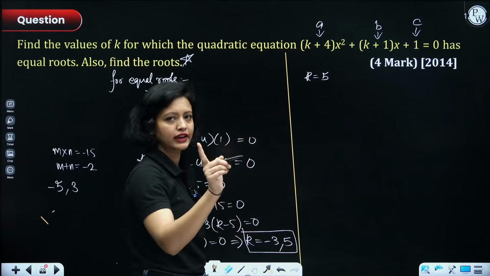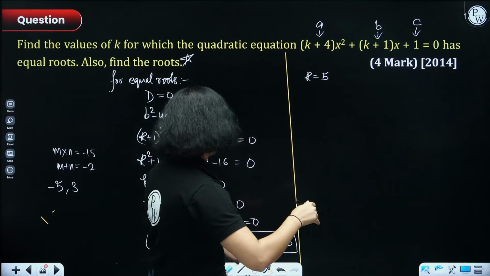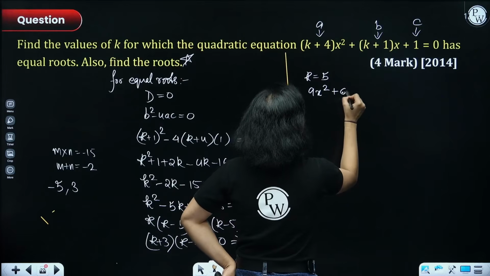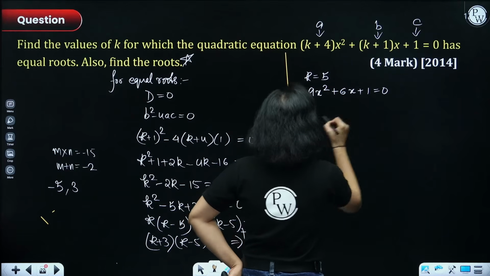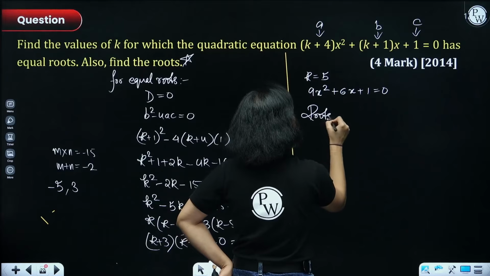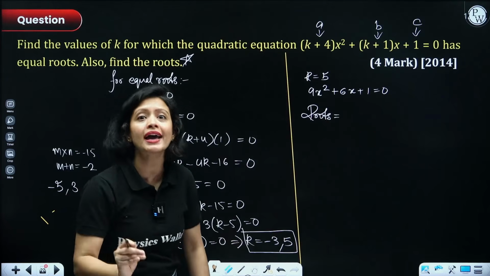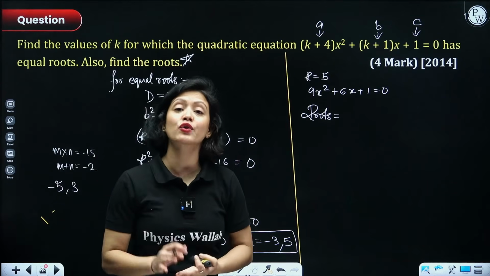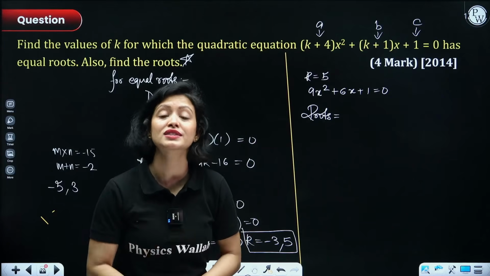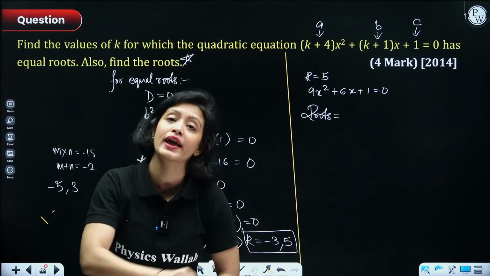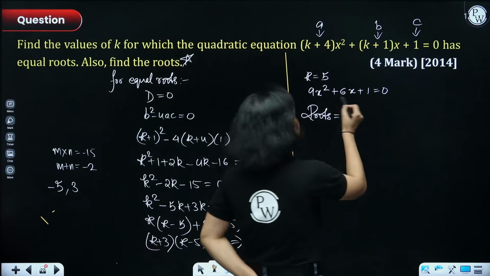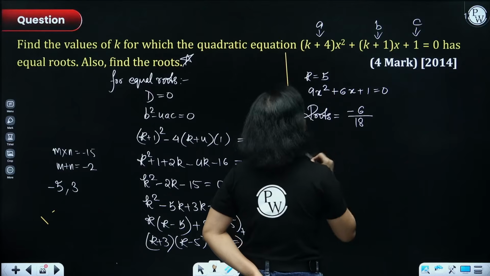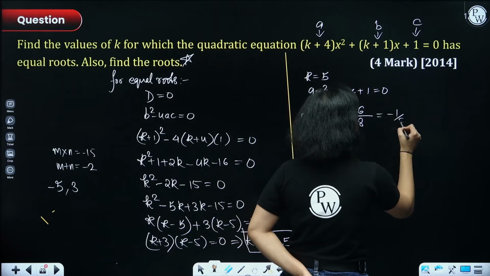If k equals 5, what would the equation look like, guys? The equation would look like this: 9x square plus 6x plus 1 equals 0. What would the roots look like? Now you don't have to apply a lot of brain in figuring out roots. Why? Because they have given that this equation has equal roots. If the equation has real and equal roots, then the root value is equal to minus b by 2a. Got it? So minus b over twice of a, that is 18. So that would be equal to minus 1 by 3.